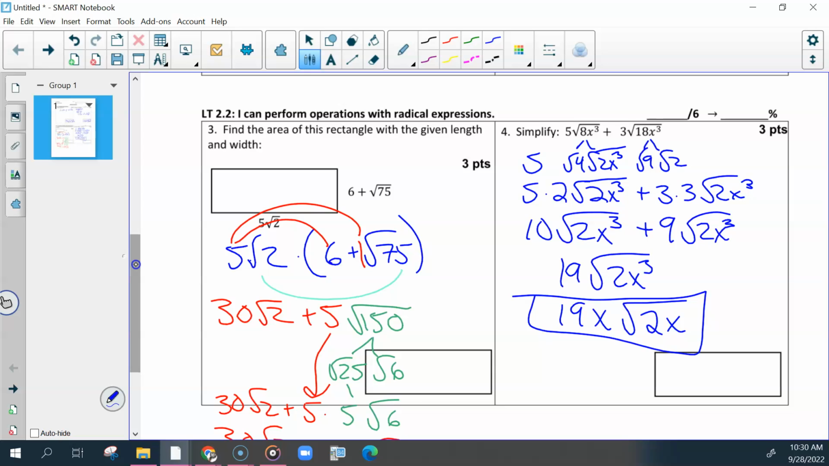Anything else? If you had variables outside that were not the same, or you had like x and x squared, those again would not be like terms because we have different variables or different exponents, even though the inside is the same. Keep that in mind. Do we have any questions on this one? Anything we're confused about?